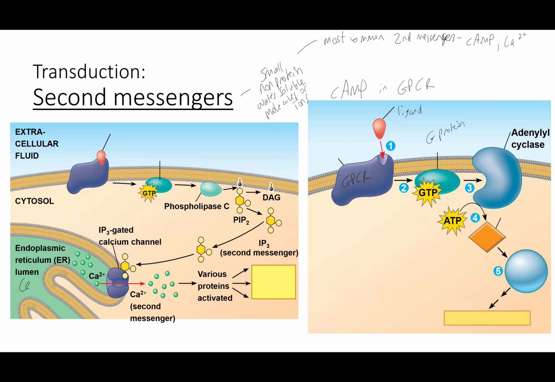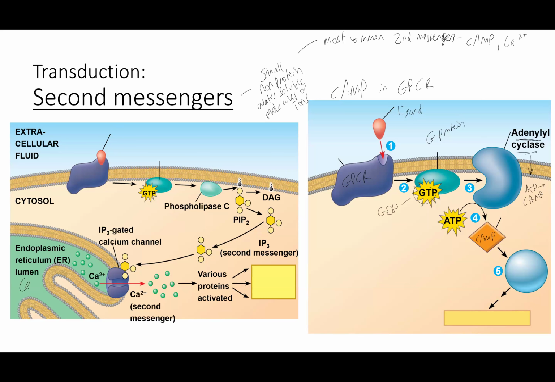That activated G protein now has GTP bound, so not GDP anymore. That's going to bind to an enzyme, and here we're talking about a specific enzyme, which is adenylyl cyclase. This is an enzyme that's going to convert ATP to cyclic AMP. So adenylyl cyclase takes ATP and makes it into cyclic AMP.